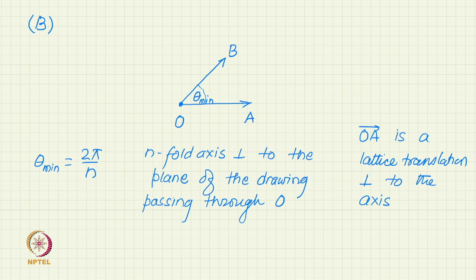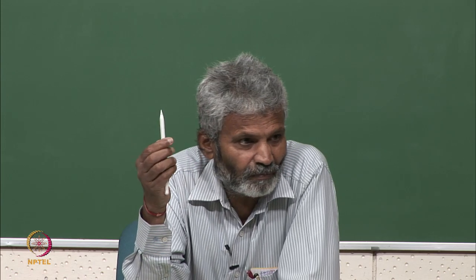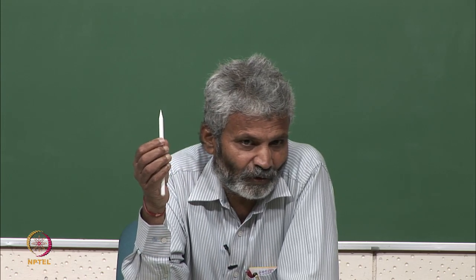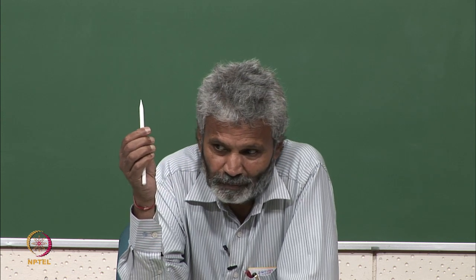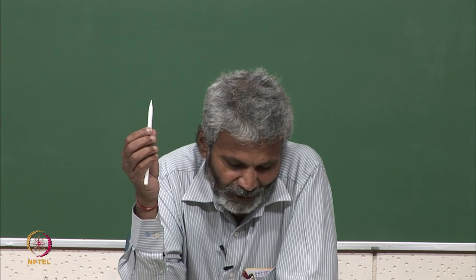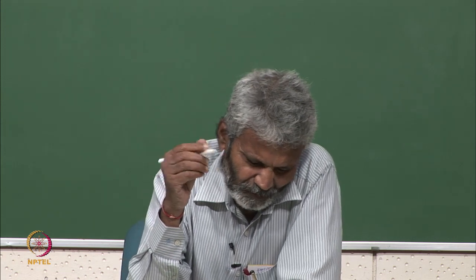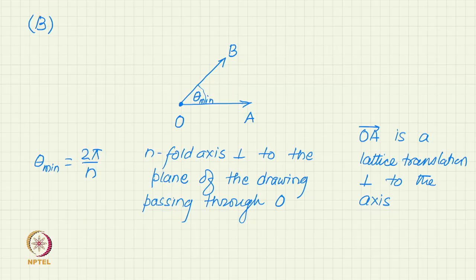When there is an n-fold rotation, you can rotate plus 2 pi by n or minus 2 pi by n, because anyway there is a symmetry group and rotation can act both ways. So, you can go the other way around also. Now, you can add these two vectors.